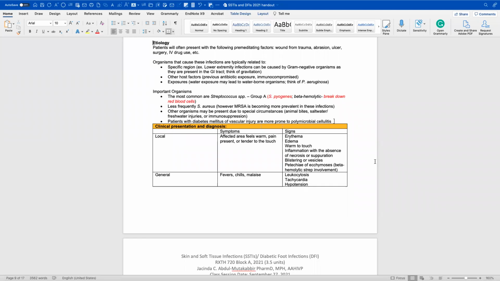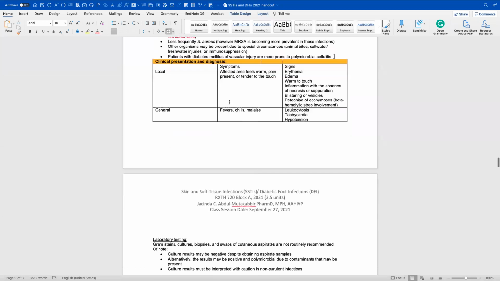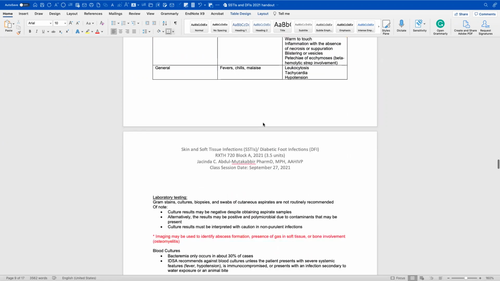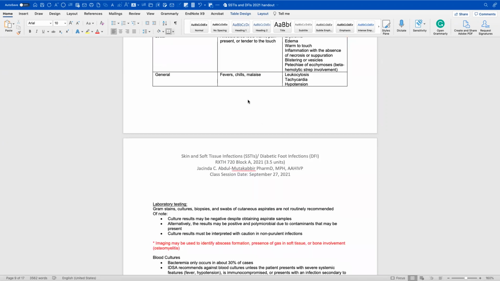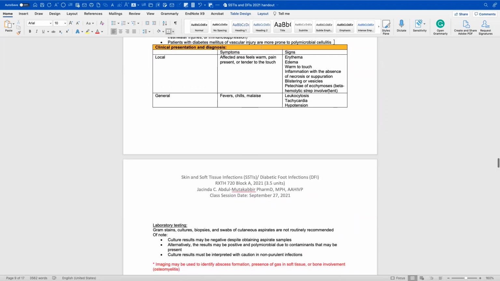So, clinical presentation. The infections can be local. Symptoms can include the affected area feeling warm, pain, tender to the touch. We have various signs: redness, edema, warmth, blistering. We can also have a general presentation with fevers, chills, malaise. And then you can see leukocytosis, tachycardia, hypotension. So we know that the general presentation is a little bit more concerning than the local presentation.